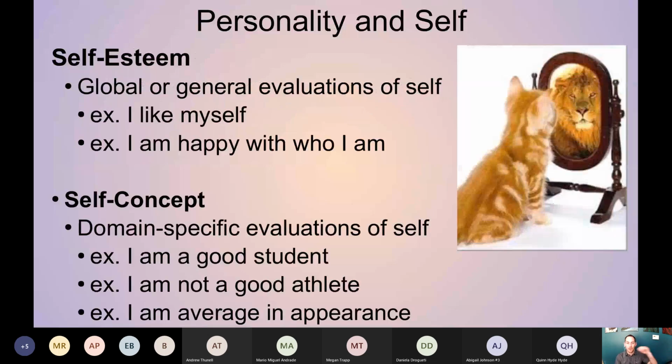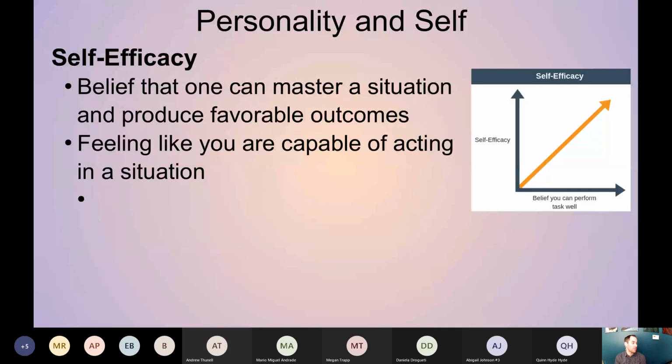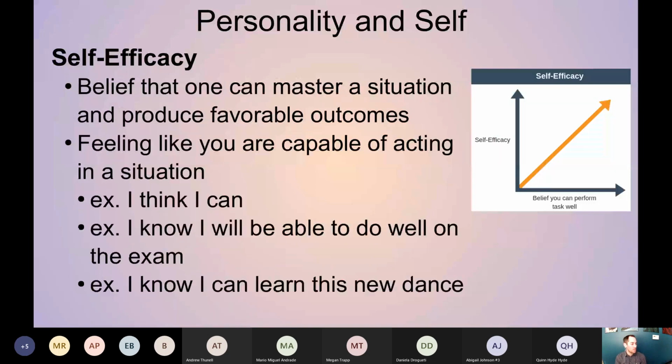So self-esteem, I know I'm going over these again, but I want them to be clear in their definition. Self-esteem, this global general evaluation. Self-concept, these domains, I'm good or bad in these specific domains. And then self-efficacy, I think I can do things. I think I can accomplish things. I think I can affect something. And it's often domain specific. So feeling like you're capable of acting in a situation.